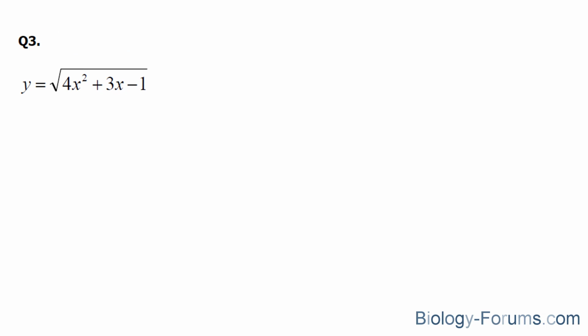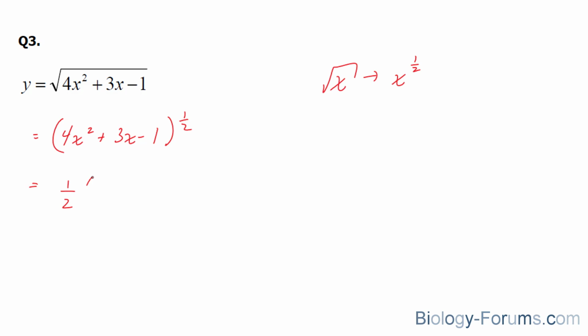Here we are asked to find the derivative of this function. Now remember, a radical represents x to the power of half. So in this case, we have this function radicalized, 1 over 2. So technically, (4x squared plus 3x minus 1) to the power of half. So we're going to use the power slash chain rule here. Bring this 1 over 2 below. 4x squared plus 3x minus 1. Half minus 1 is equal to negative half.